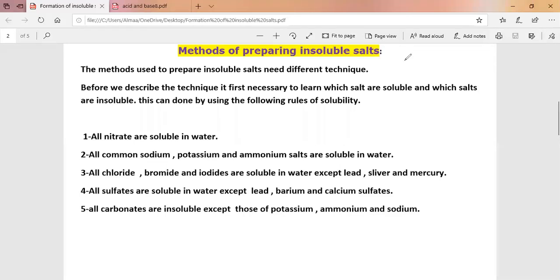All carbonates are insoluble, the reverse, except potassium, ammonium, and sodium. So potassium, ammonium, and sodium carbonates are the only soluble ones. Okay? True or false: potassium carbonate is a type of salt dissolved in water. Yes, true. Understand? Calcium carbonate, a type of salt dissolved in water. False, not dissolved in water.